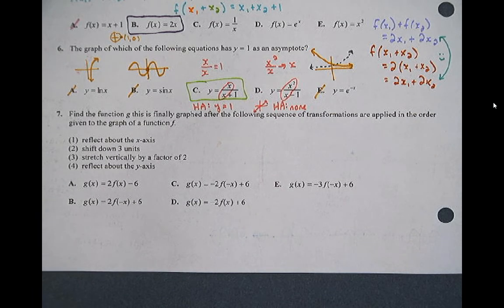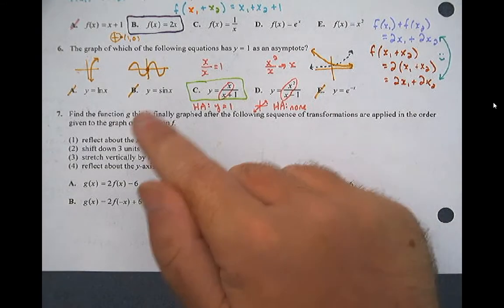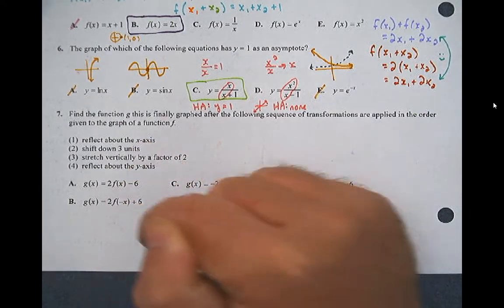Oh, yeah, this is a good one. Find the function g that is finally graphed after the following sequence of transformations are applied in the order given to the graph of a function f. So reflected about the x-axis, shifted down 3 units, stretched vertically by 2, reflected about the y-axis. So this is not one where you get to pick and choose. You have to go in the order that they've told us.